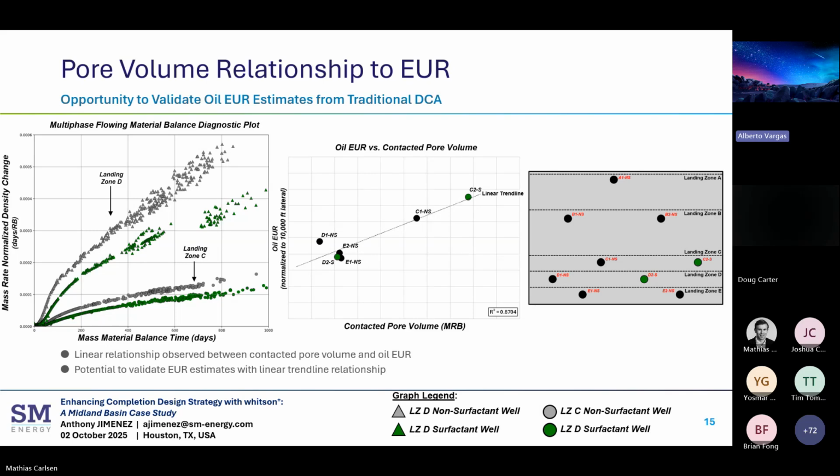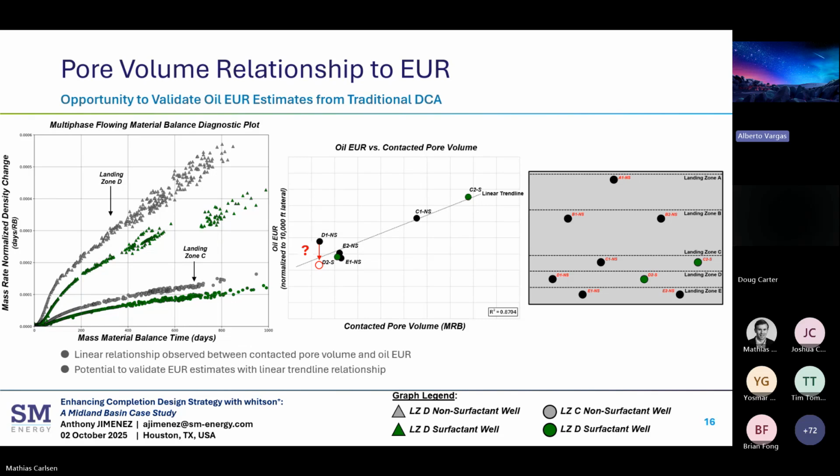But when we pair that with what we're gathering from the RTA insights, the contacted pore volume, we again see a very nice linear trend line. If you were to be nitpicky and point out one well, you might say that well D1NS doesn't really fit the line. That gives you a thought-provoking question: maybe talk to your production engineer or consult with other members of your asset team and ask, should that line be lower? Did we have our EURs too high, or is that just within the spread? At a minimum, this gives you a starting point for discussion.